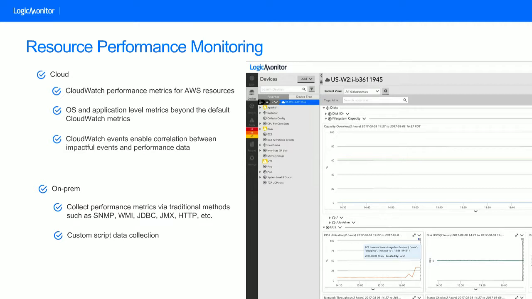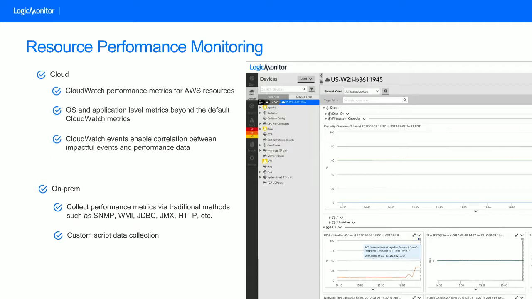So making sure that you're capturing performance data and health metrics for both on-premises and cloud resources is going to be really important. But another aspect to consider when it comes to monitoring performance is to look at event data. Events can be really powerful when displayed next to performance data because they can help explain changes in performance data and even shorten the time from issue to resolution.